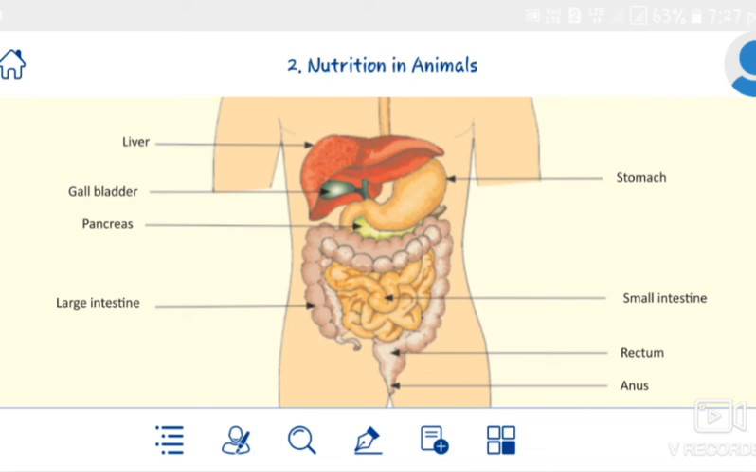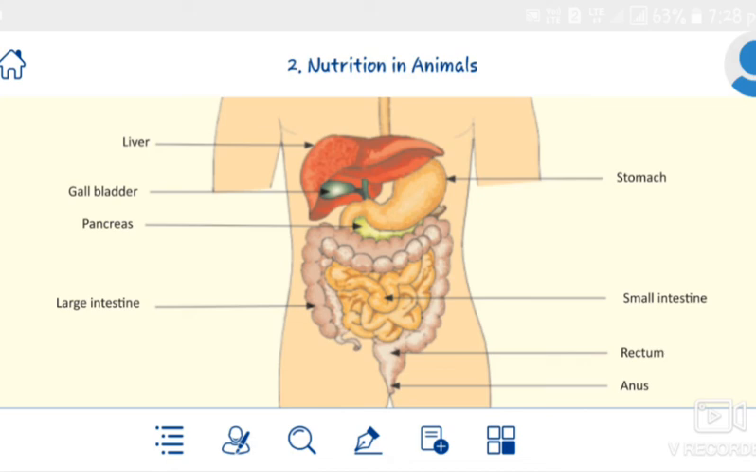After most of the water is absorbed from the undigested food, a semi-solid mass called feces is formed. The feces is stored in the rectum until it is removed through the anus. So what is egestion? The elimination of undigested food from the body is called egestion. That is the fifth stage.